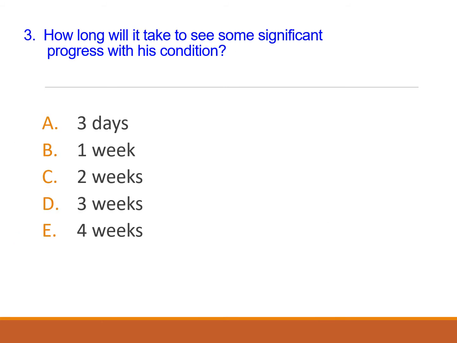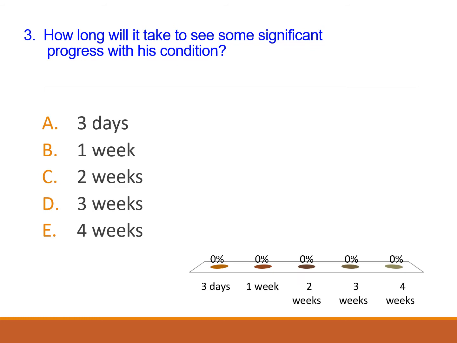If you have this patient under your care, how long do you predict it will take to see progress with his condition? 3 days, 1 week, 2 weeks, 3 weeks, or 4 weeks? These are things we need to consider when making or predicting a prognosis with our patient, and today's lesson will cover some of the ways we can make these predictions.